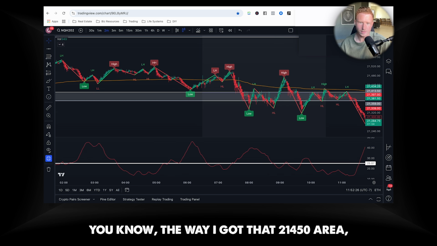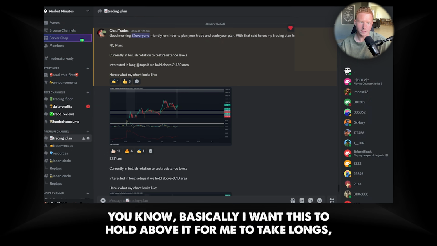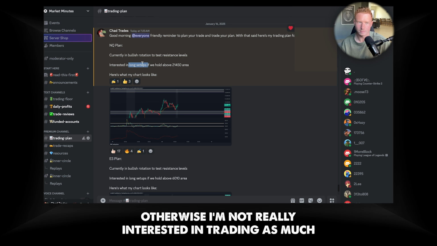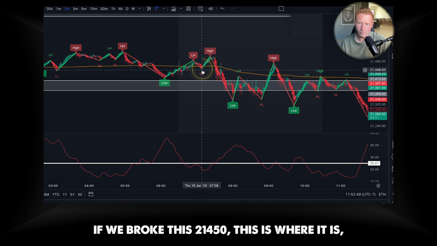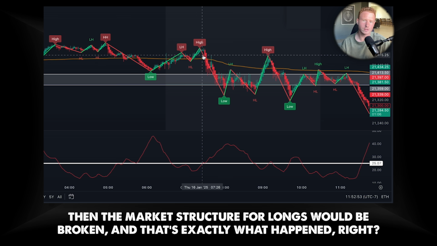The way I got that 21,450 area, basically I wanted us to hold above it for me to take longs. Otherwise, I'm not really interested in trading as much, based on what I saw. If we broke this 21,450, this is where it is, then the market structure for longs would be broken. And that's exactly what happened, right?